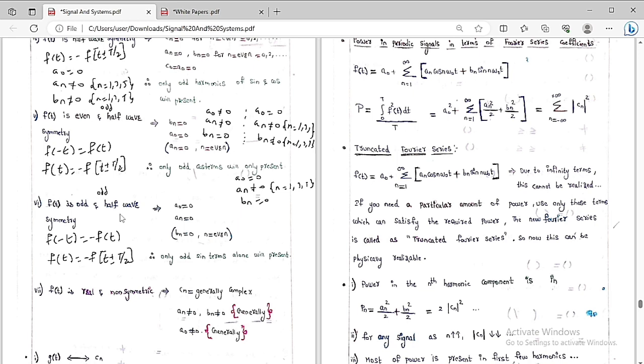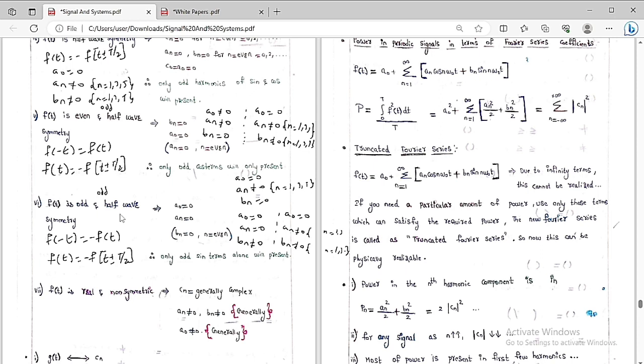So let me write here. Odd means what I told you: a0 is equal to 0, an is equal to 0, and bn is not equal to 0. Odd half wave symmetry means only the odd harmonics are going to be present. So a naught is equal to 0, an is not equal to 0 for odd values of n, and bn is not equal to 0 for odd values of n.